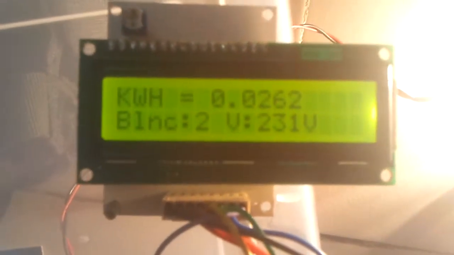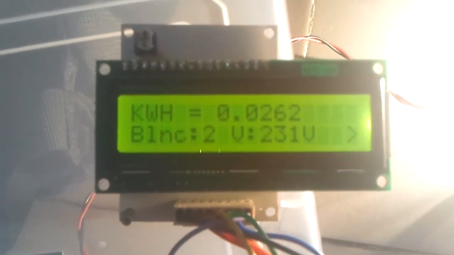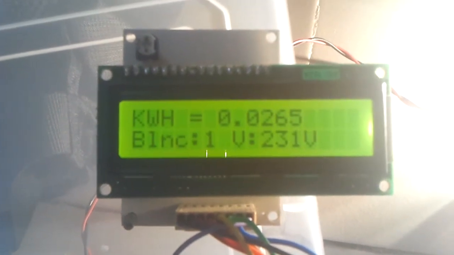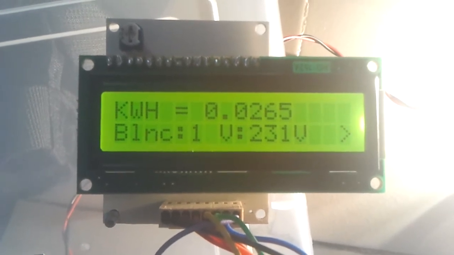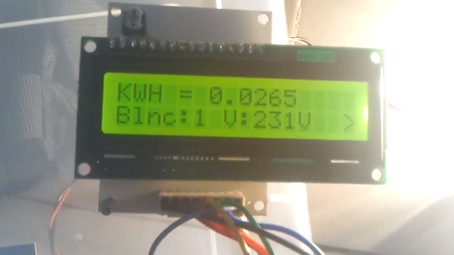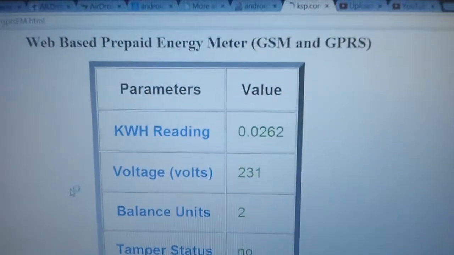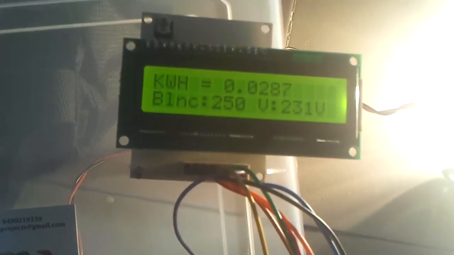Now it says the reading is 0.262. The balance became 1 unit now. So I have just recharged the unit again with 255 units.